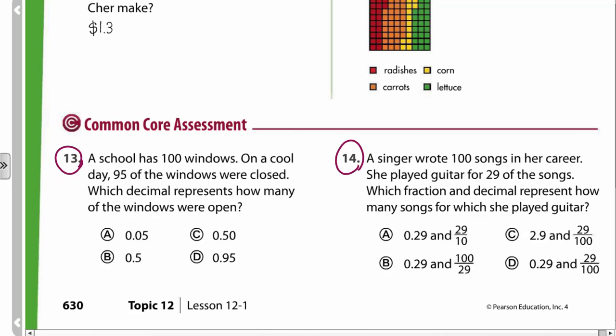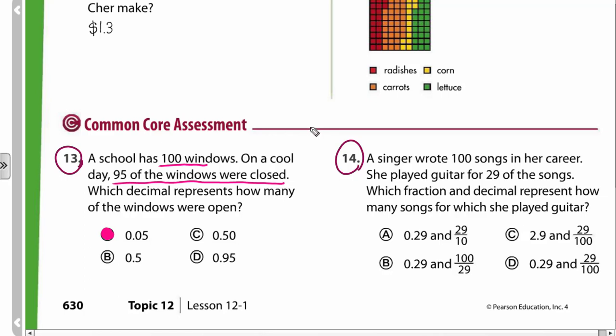Malik Osama, go ahead. A school has 100 windows on a cool day. 95 of the windows will close. Which decimal represents how many of the windows will open? 0.05. Oh, you did this very quickly. Again, why? Because I did it yesterday already. Oh, but we need to understand. Can you explain?